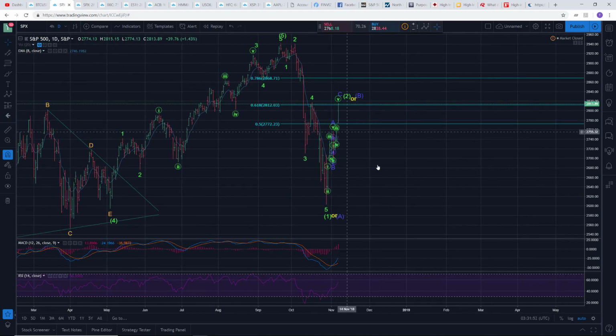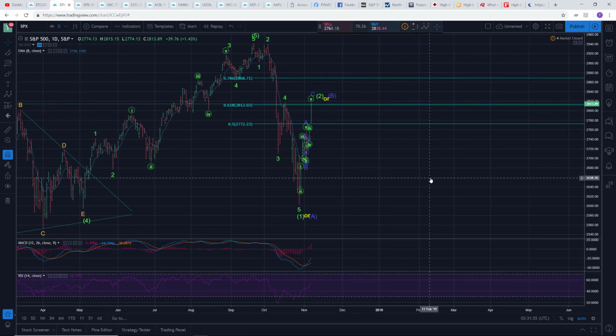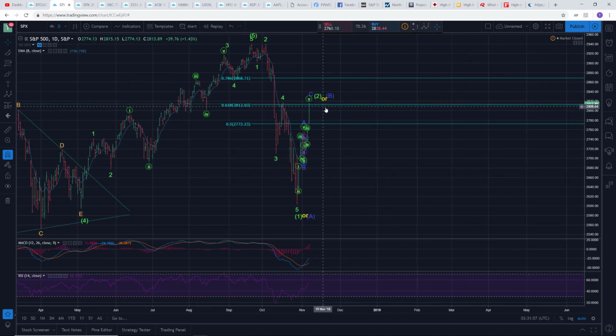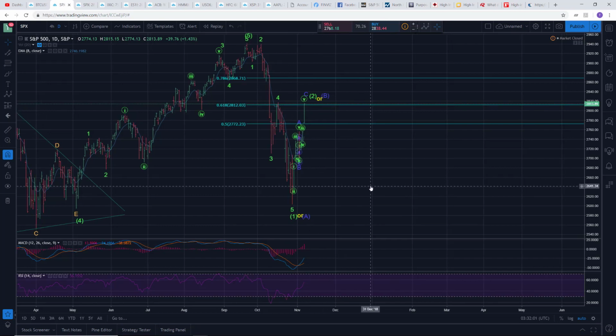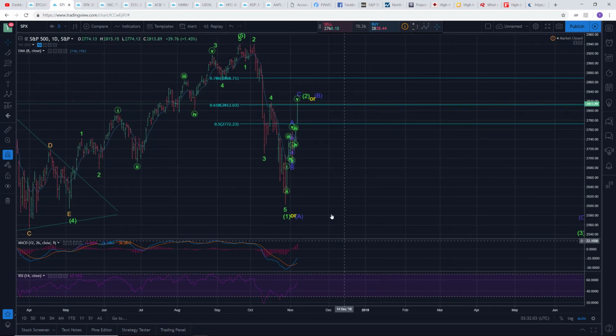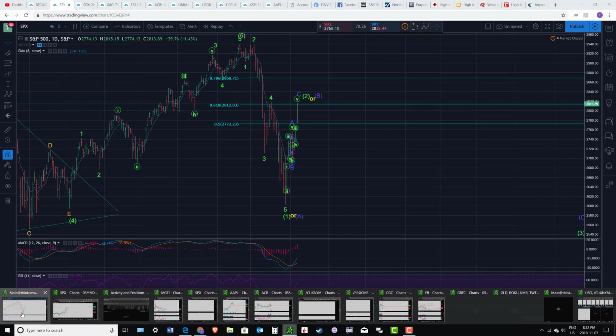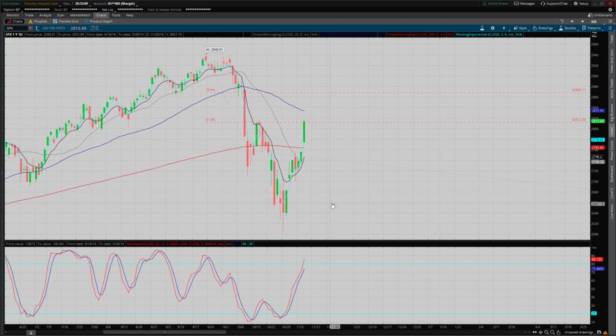Now this is obviously the chart that I'm favoring, and I think that we're going to have our wave 3 or C decline once we finish our correction up in wave 2 or B. But we'll leave that now where it is. Let's go to the thinkorswim candlestick chart.